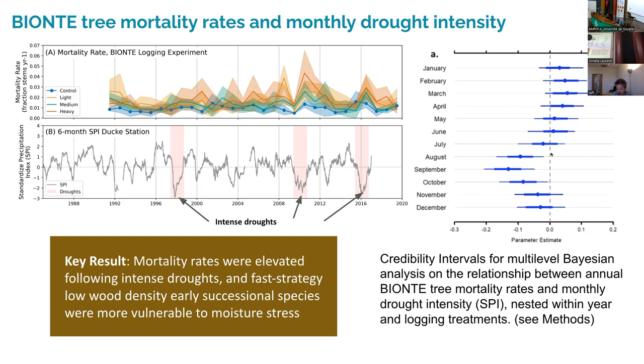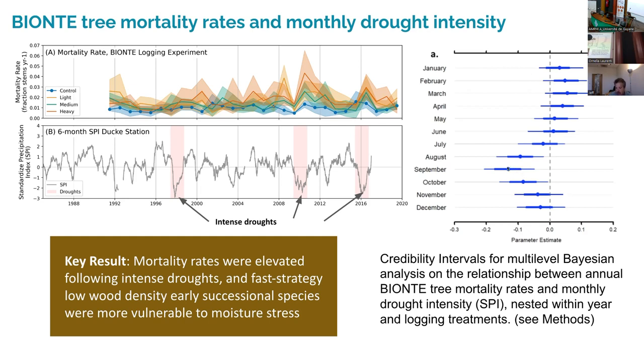The figure here to the right is this multi-level Bayesian analysis that we did on the relationship between tree mortality rates and the monthly drought intensity that is then nested within year and the logging treatments. And so what you see here is that the degree to which these parameter estimates differ from 0 represent the strength of that relationship.